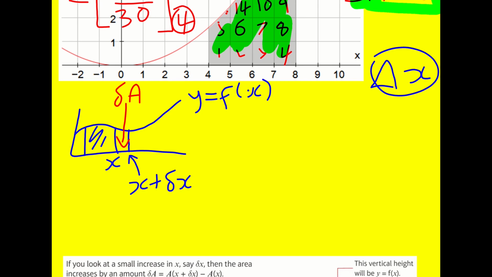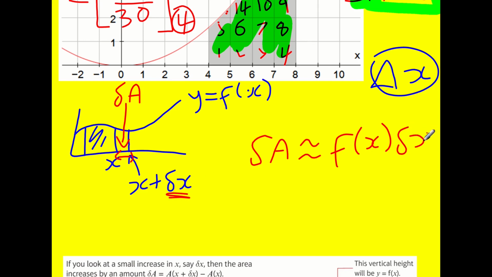Now, why is that useful? I can say that my delta A is approximately equal to f of x, the height of my rectangle, multiplied by the base. Now, the base is just going to be this delta x. So why is it approximate? Because actually here the height is f of x, but here it's f of x plus delta x. So I'm basically making a rectangle, and it's not quite the same. But if I make delta x small enough, and I can choose to make it small, then it's going to be pretty good. And maybe you can see where this is going.